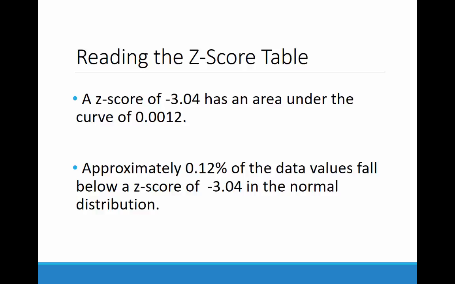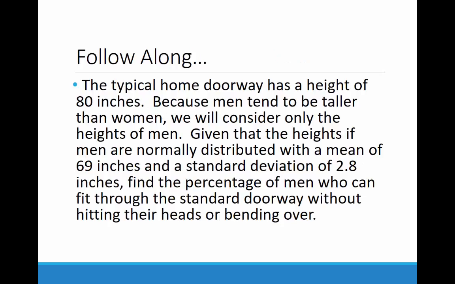Let's take a look at an example involving data. The typical home doorway has a height of 80 inches. Because men tend to be taller than women, we will consider only the heights of men. Given that the heights of men are normally distributed with a mean of 69 inches and a standard deviation of 2.8 inches, find the percentage of men who can fit through the standard doorway without hitting their heads or bending over.